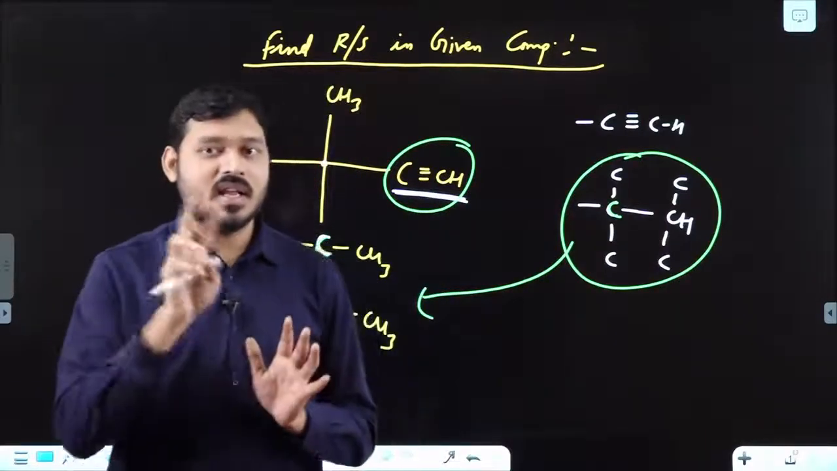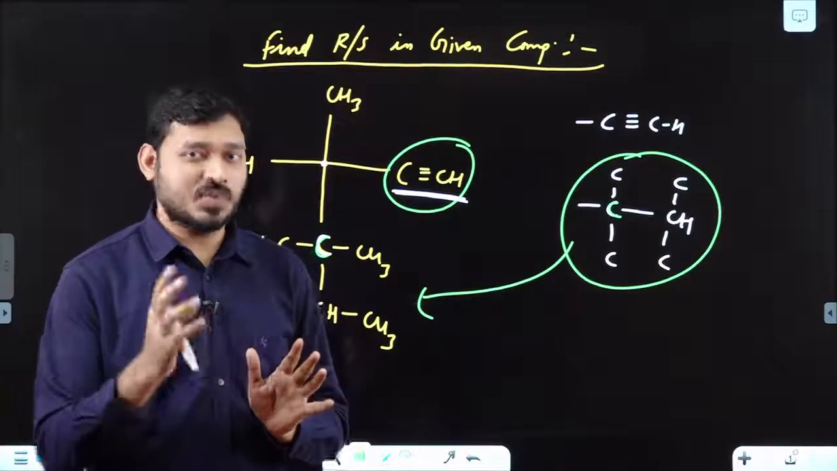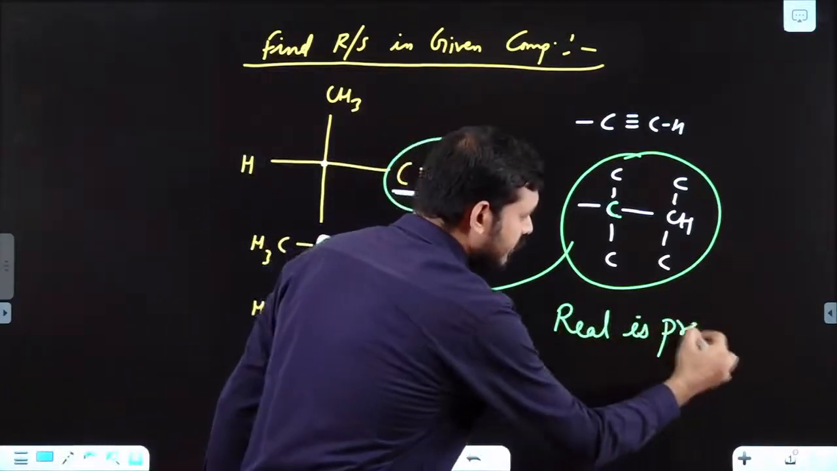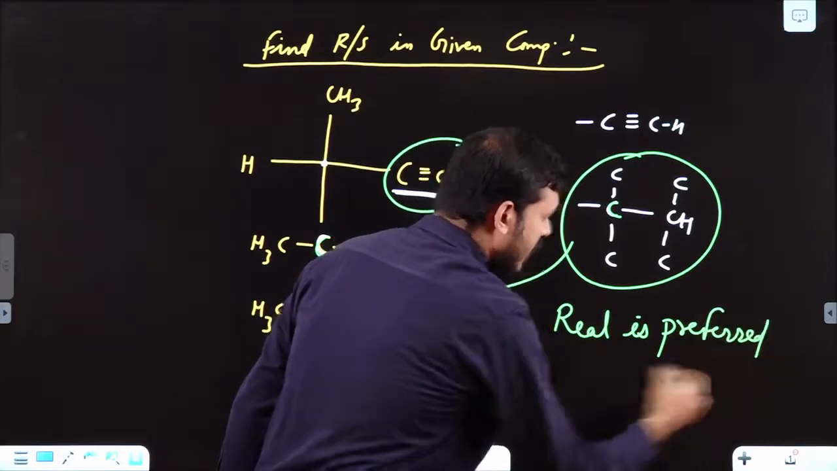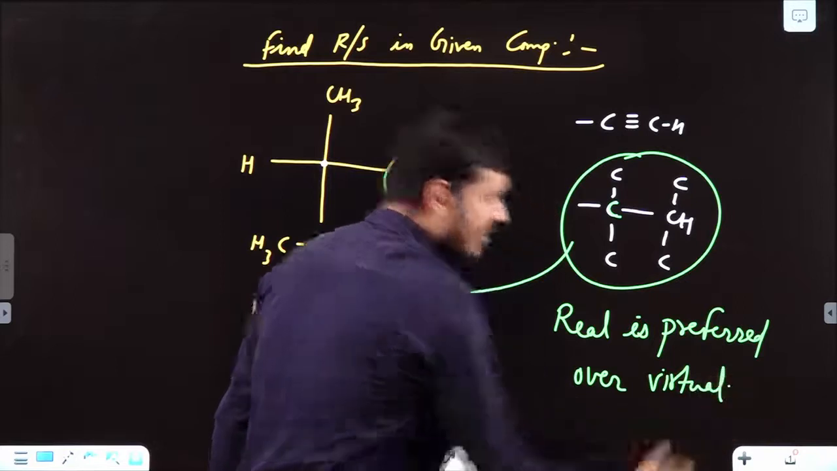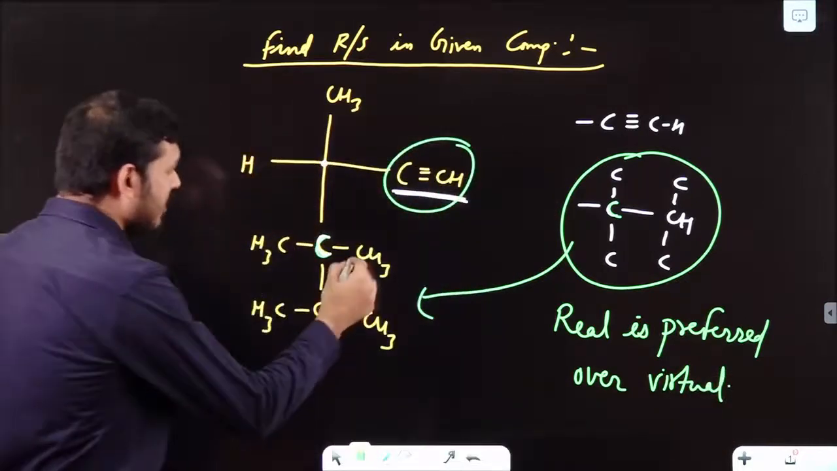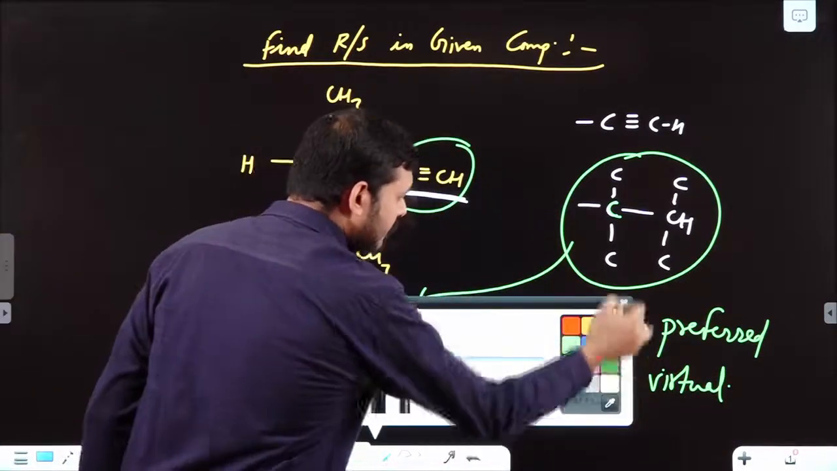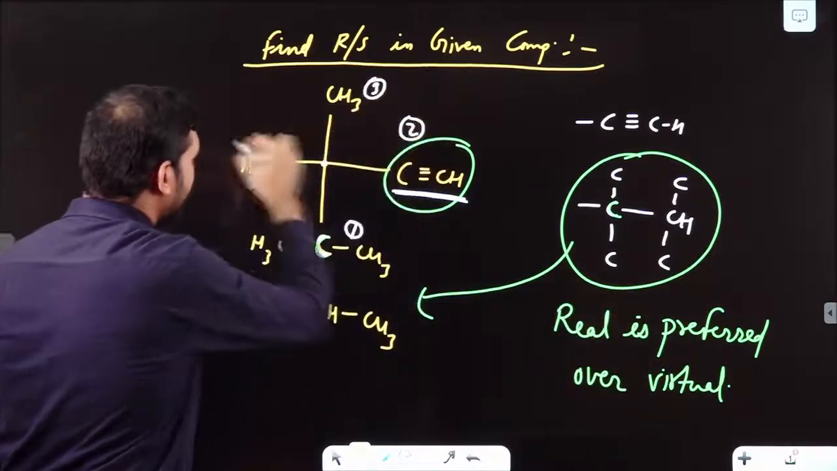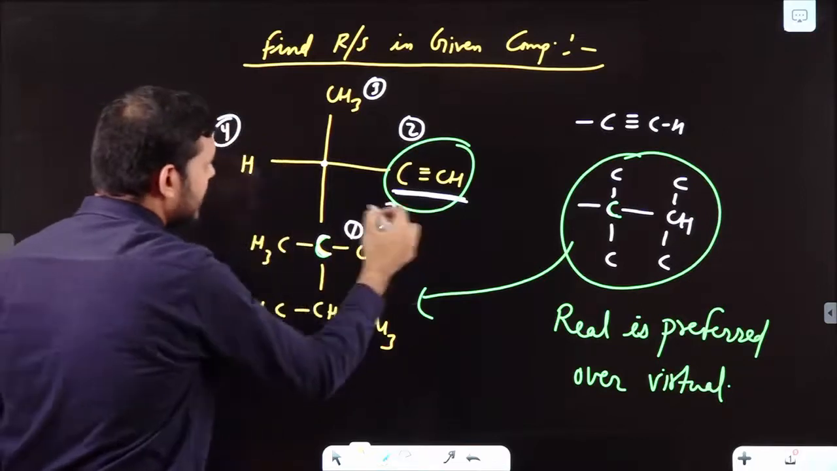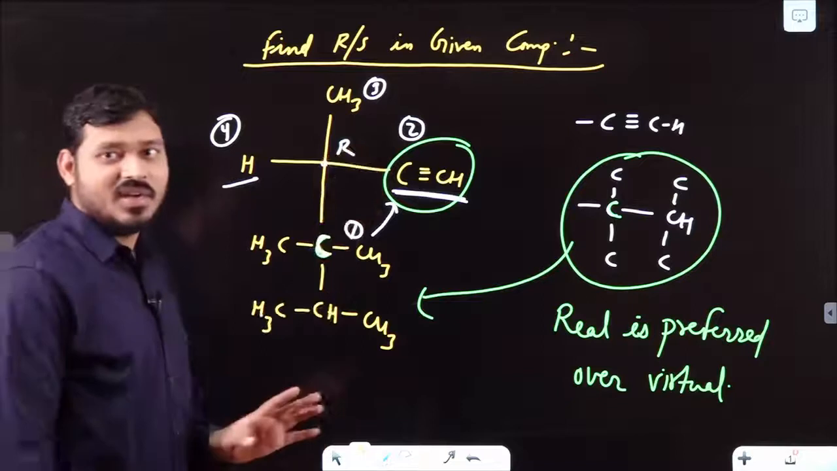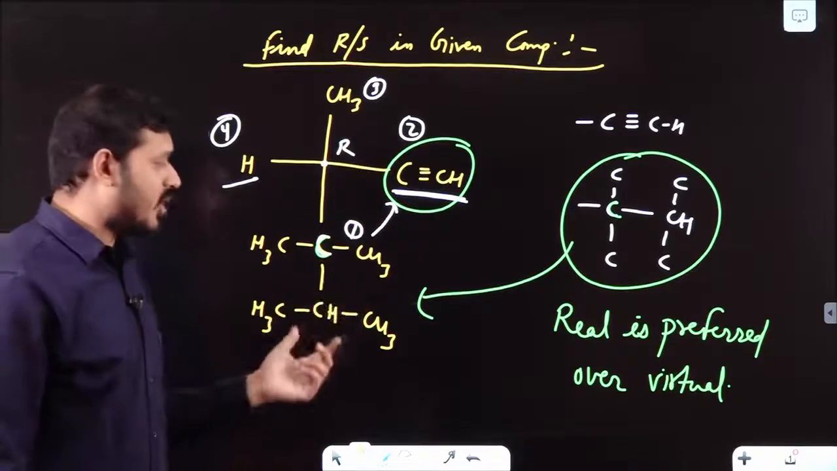Do one thing: real is preferred over virtual. Real is preferred over virtual. Okay, so dear students, what you will do is make this part priority 1 and this part priority 2. This is 3 and this is 4. Now this is anti-clockwise, S, but the hydrogen is here, so it is R configuration. Done. So this was also one of the important concepts.